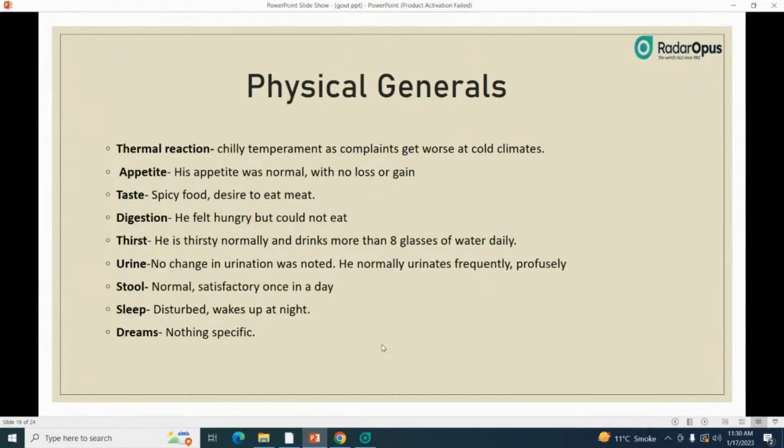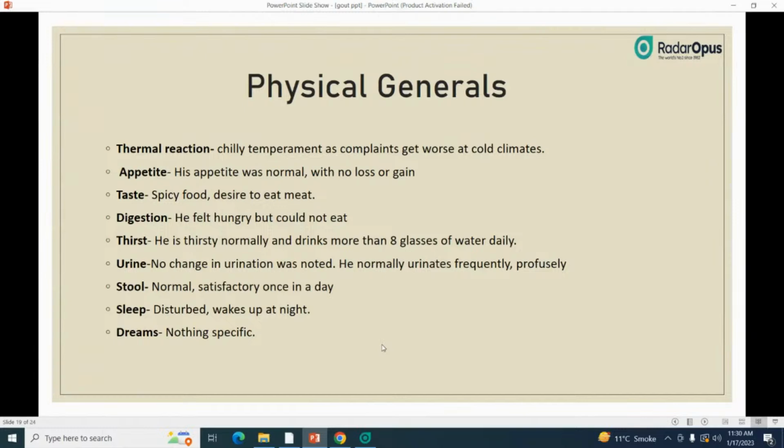Now, the physical generals. The thermal reaction of my patient: chilly patient, as he complained of getting worse in cold climate. In appetite, his appetite was normal with no loss or gain. Taste: spicy food, desire to eat meat. Digestion: he felt hungry but couldn't eat. Thirst: he is thirsty normally and drinks more than 8 glasses of water daily.